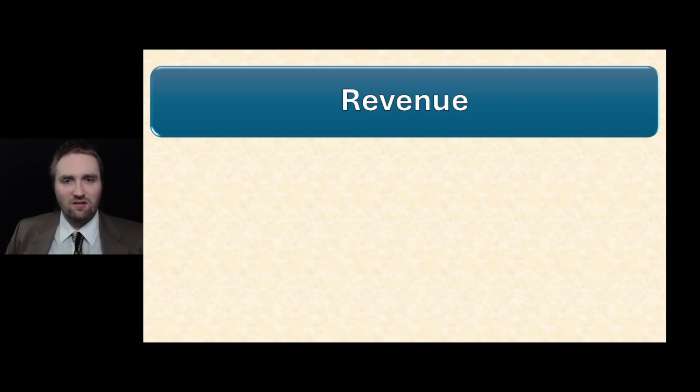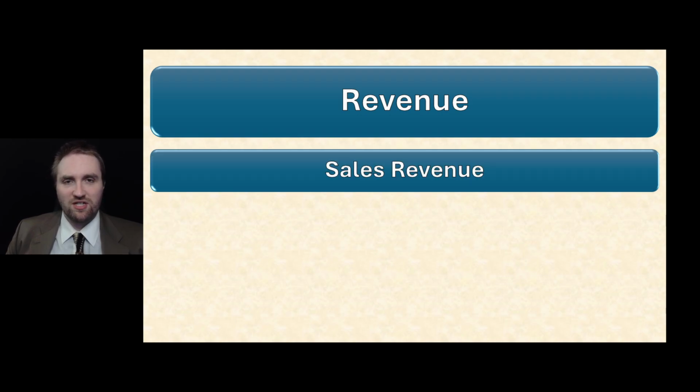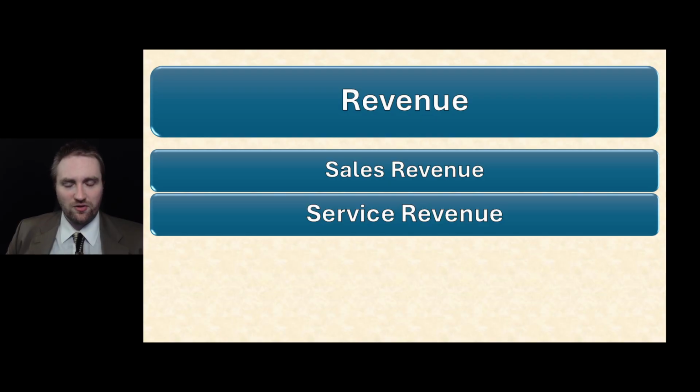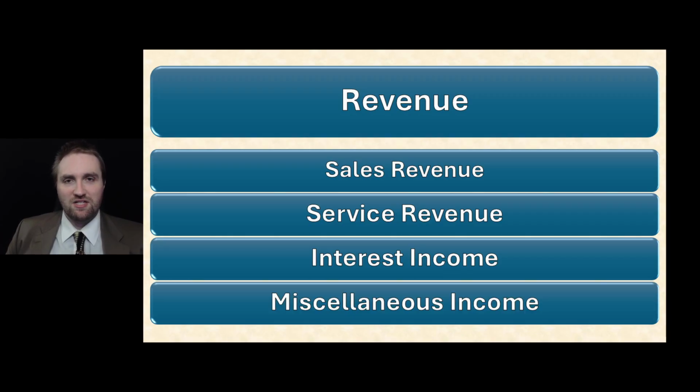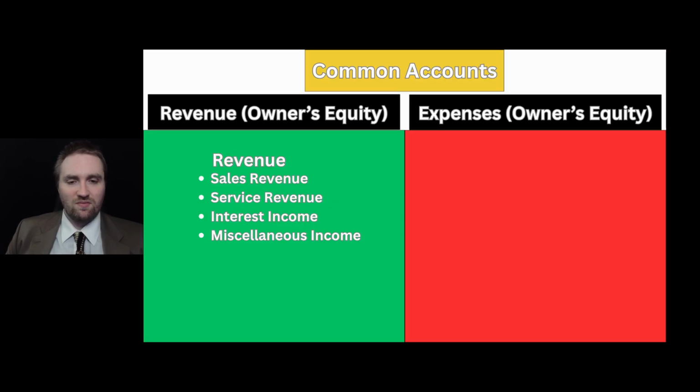Revenue. Revenue accounts cover the gross earnings of a business. The main accounts are sales revenue, which is money made from selling goods and products, service revenue, which is money made from providing services, interest income, money made from interest, usually from bank accounts or investments, and then miscellaneous income, which are just other sources of income such as rebates, one-time gains, and so forth. Straightforward, the summary of revenue accounts is this: sales revenue, service revenue, interest income, and miscellaneous income.